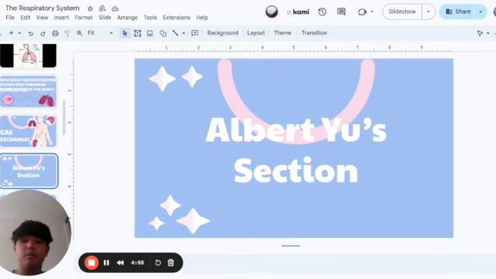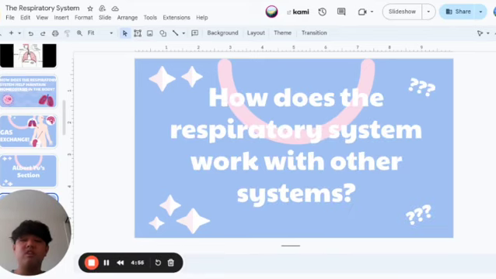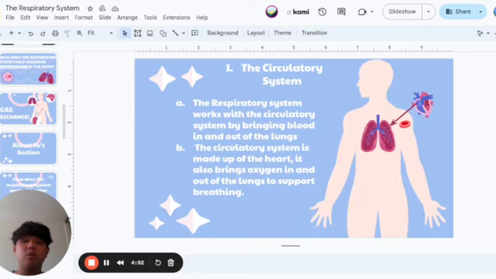I'm Albert, and this is my part of the respiratory system. How does the respiratory system work with other systems? The circulatory system. There are four parts of the heart of the circulatory system. There's two atria and two ventricles of the heart, and they work together by bringing oxygen and blood in and out of the lungs during breathing.